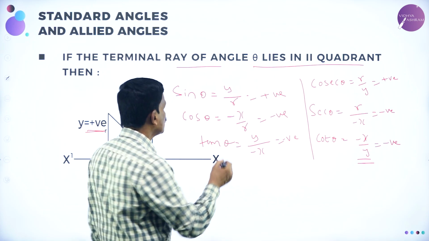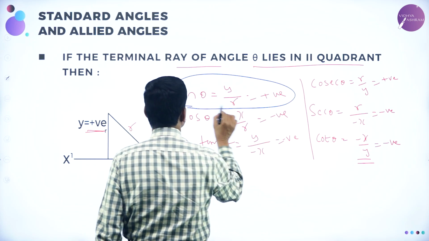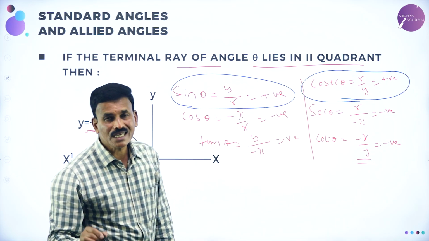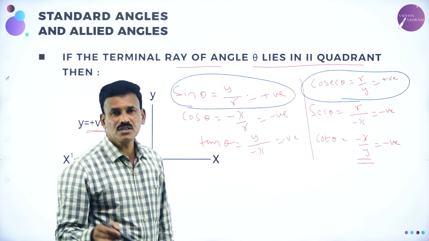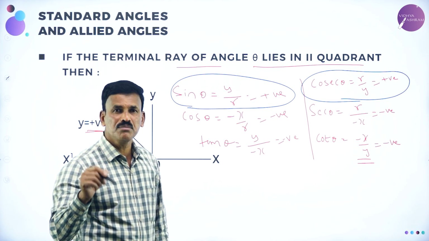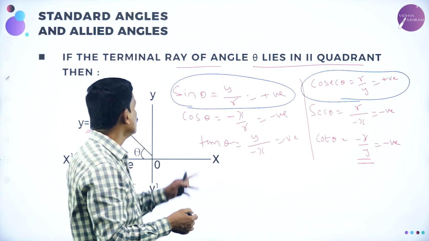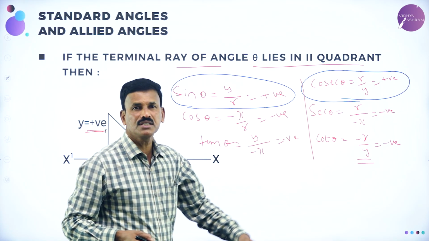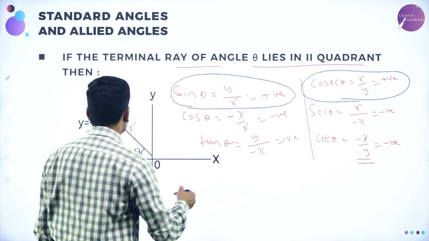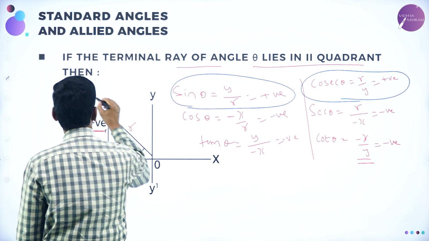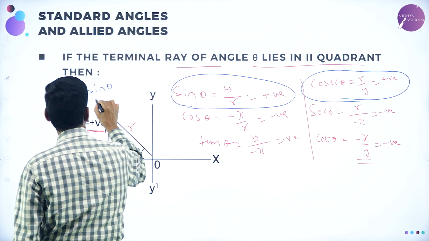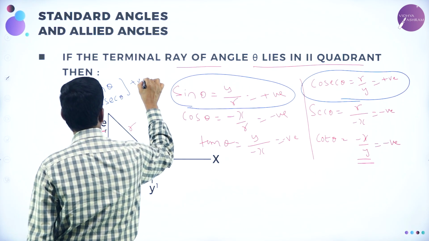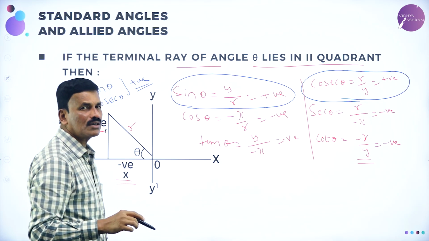Now, from this we can conclude that sin theta is positive and cosecant theta is positive. That means in the second quadrant, sin theta and cosecant theta are positive and the remaining all ratios are negative. Cos theta is negative, tan theta is negative, cot theta is negative, and secant theta is also negative. So, in the second quadrant, only sin theta and the reciprocal of sin theta, cosecant theta, are positive. These two are positive, remaining are all negative.